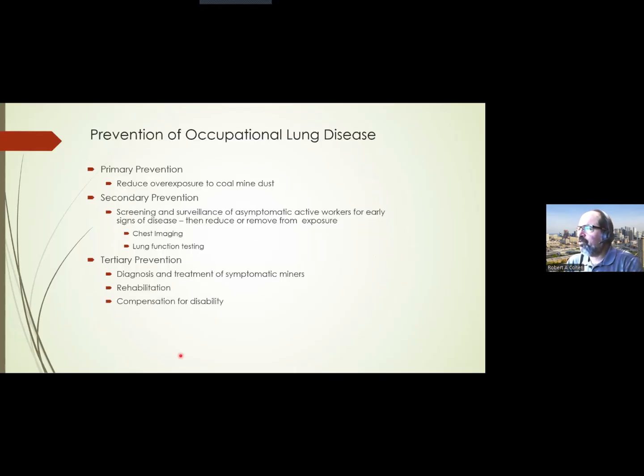So just to review for all of you, I'm sure you all know this very well, but primary prevention really means reducing overexposure to, in this case, coal mine dust, but whatever the toxin is in the workplace. Secondary prevention is really where we live, and in our group and in many occupational medicine programs, where we're screening and evaluating workers who are asymptomatic, but who have exposures and are at risk for developing disease. And if we can identify early disease, then we can make the choice of advising them to reduce their exposures or mitigate their exposures, or possibly remove them from exposures.